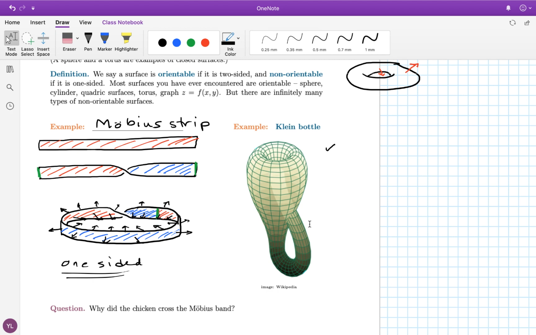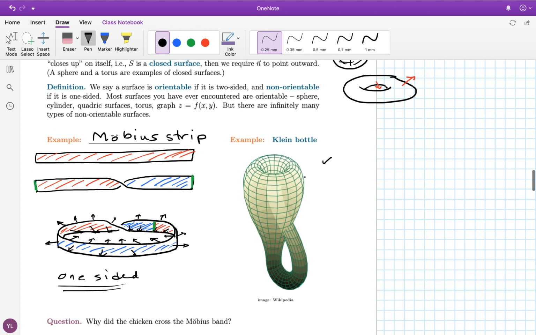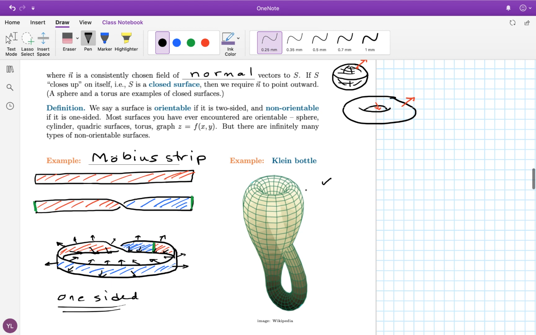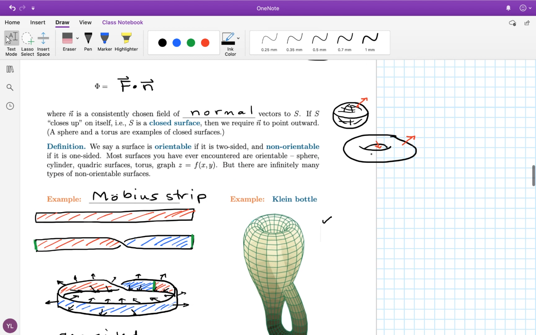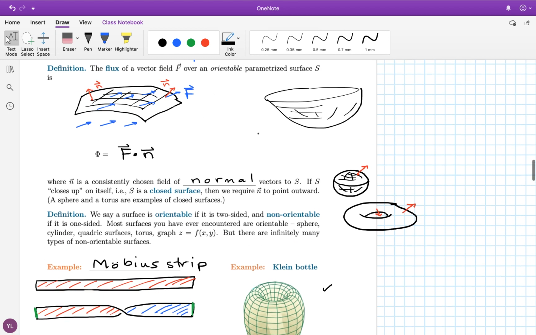And the idea is that you want to attach normals that are pointing either outward or inward, like the sphere or the torus. But as you try and do that, the surface wraps around on itself, much like the Mobius band, and your arrows end up pointing in both directions. So anyway, these are just neat objects. And in Calc 3, we are just going to restrict our attention to orientable surfaces.